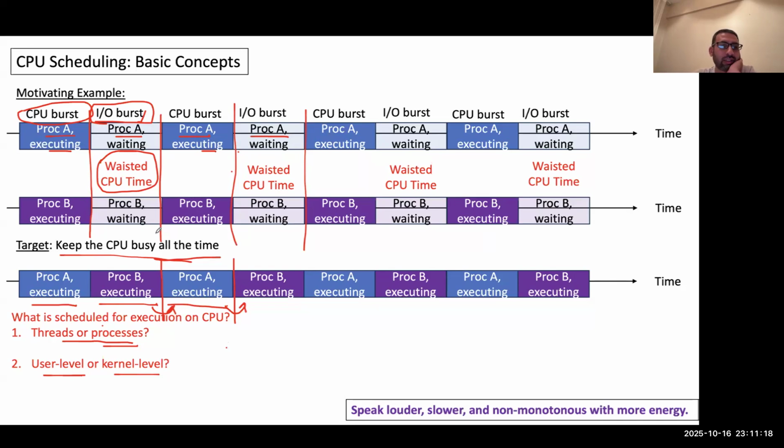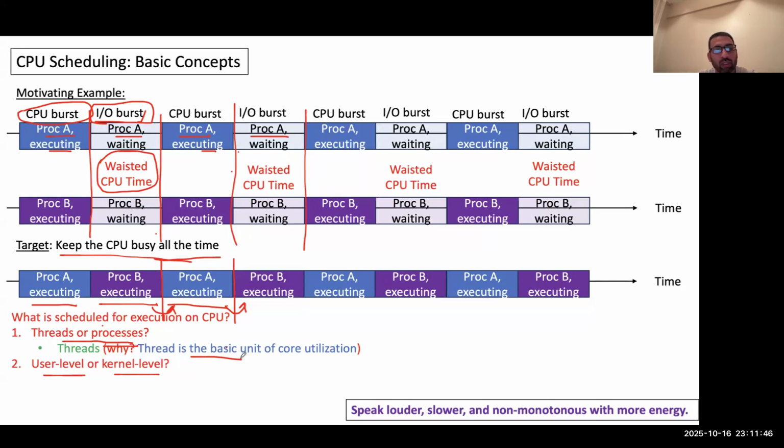So let's have a look at the answer. It is a thread, not a process, which is scheduled for execution on the core. Why? Remember, because a thread is considered the basic unit of core utilization. A kernel, or an operating system, schedules the execution in terms of threads, right?